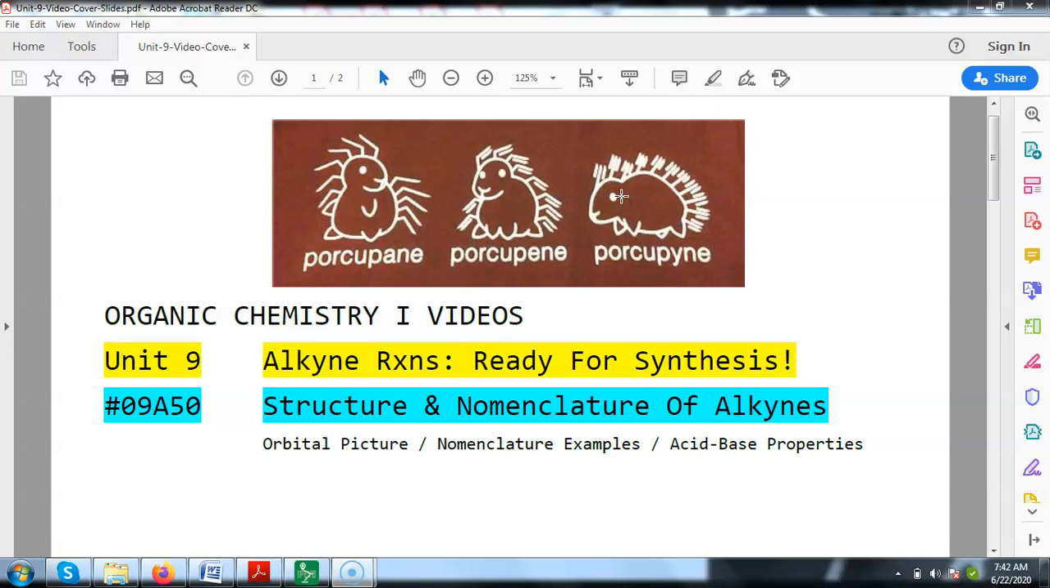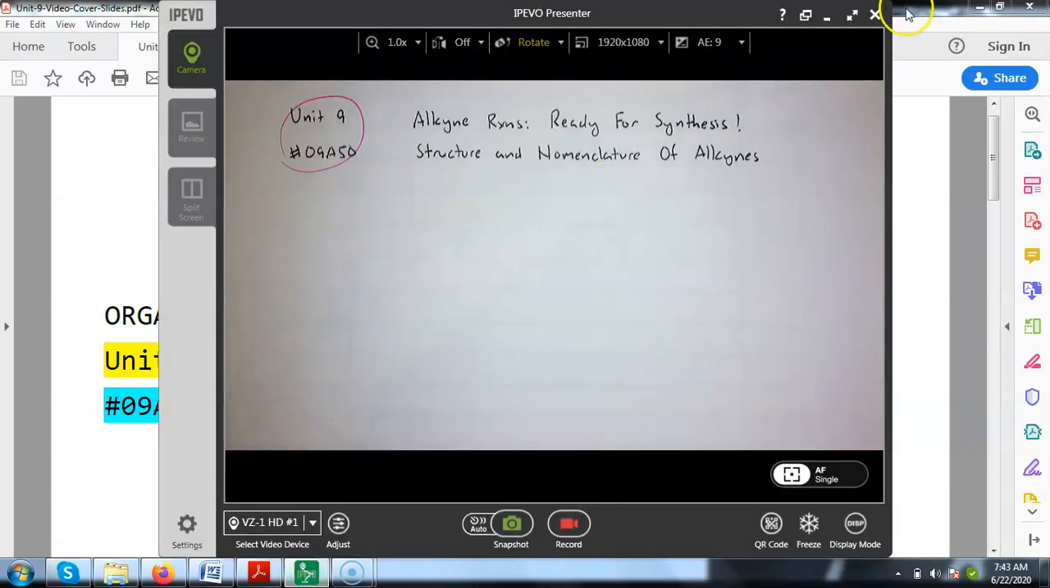But before we do that, I want to start out with the structure and nomenclature of alkynes, both of which are pretty simple, and a lot of this will be review for some of you. Also, we're going to talk about acid-base properties, and then we'll be ready for our list of alkyne reactions and start putting them together in synthesis problems. Okay.